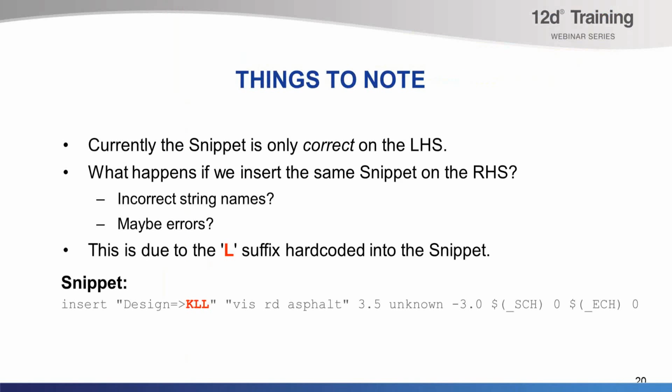Now, currently our snippet would only be correct on the left-hand side of the road. If we insert on the right-hand side, we might get errors, have incorrect string names, that type of thing. That's because the L for the left is hard-coded into the snippet at the moment. If you have a look at our MTF command down here, we've got design, and we're inserting a string called KLL. So that's curb lip on the left-hand side. Fine if we're doing it on the left-hand side, but of course, we're also going to use it on the right-hand side.